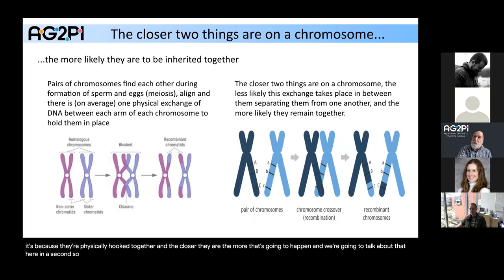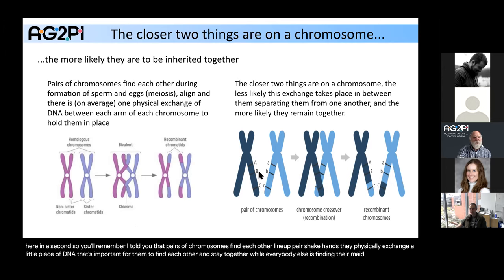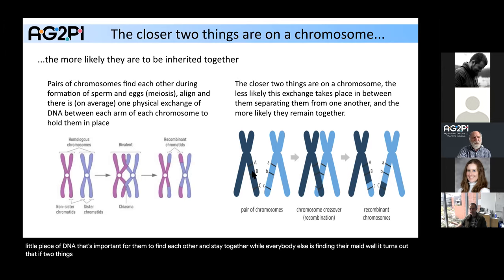So you'll remember I told you that pairs of chromosomes find each other, line up, pair, shake hands. They physically exchange a little piece of DNA. That's important for them to find each other and stay together while everybody else is finding their mate. Well, it turns out that if two things are physically close together, the chance that that little exchange is going to happen in between them and separate them is very small. And the closer they are, the smaller that chance.